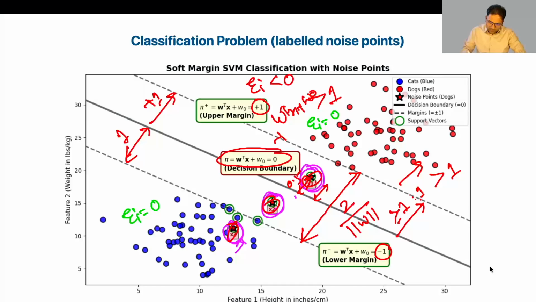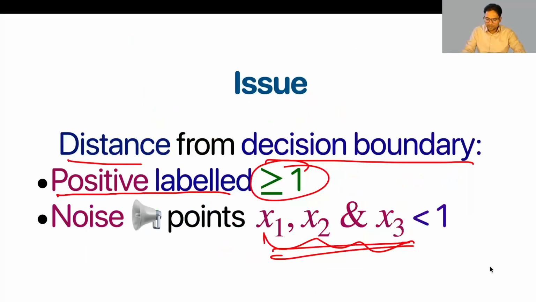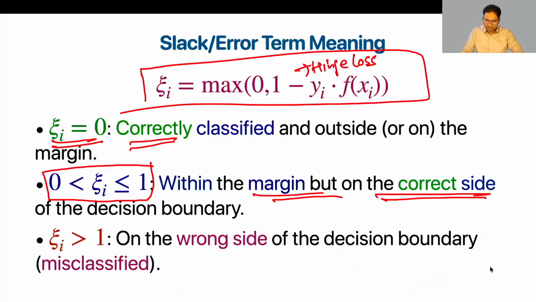If you see this red point here, this is 1 unit, and this is the 0 line, your W transpose X plus W naught is 0. The distance for this red point is definitely less than 1, and that's what it means. Within the margin means the decision boundary plus the margin. There's one decision boundary and there's a margin on both sides.